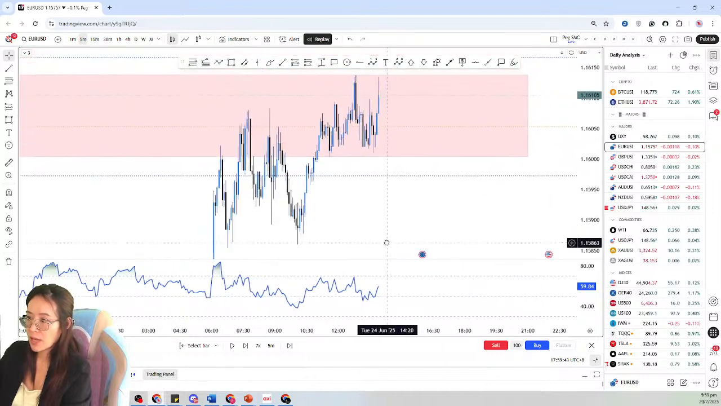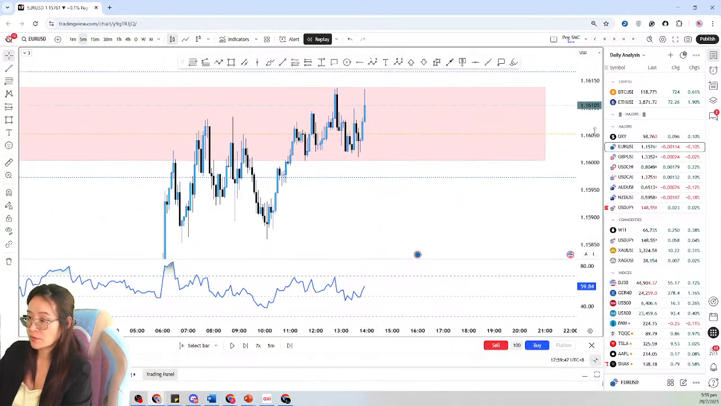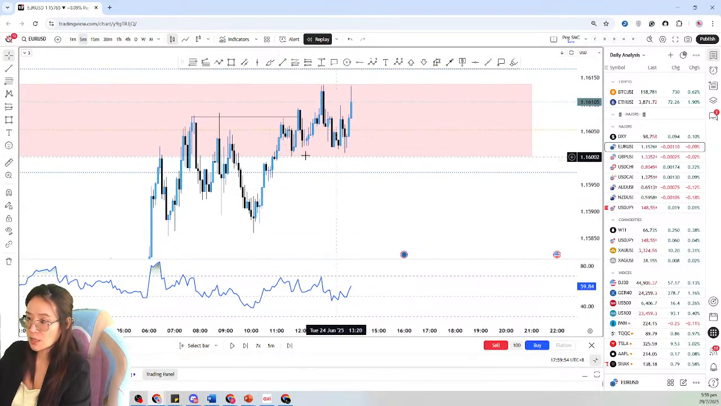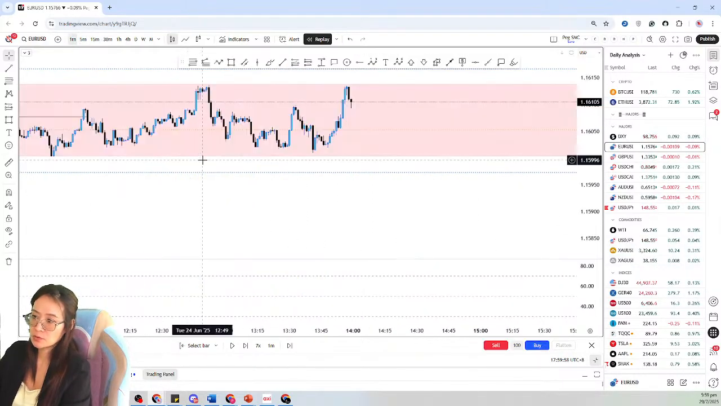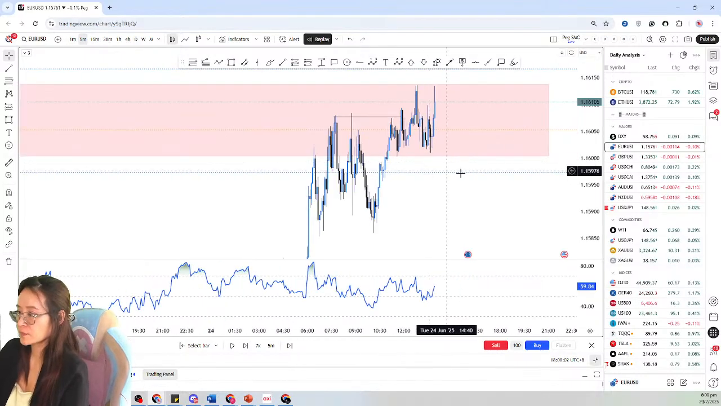Now I add M5. What do we want to see? We want to see a change of character, right? Because we want to see that this is a safe zone for us to sell in the lower time frame. I go to M1, not yet. Okay, go to M5, let's see.